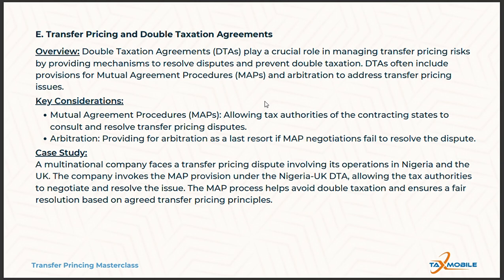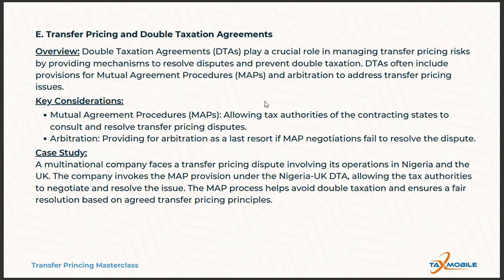I'm sure we've discussed this before. Mutual agreement provisions allow the tax authorities of the contracting states to consult and resolve transfer pricing disputes that arise between them. This cooperative process is aimed at preventing double taxation and ensuring a fair allocation of profit between the jurisdictions.